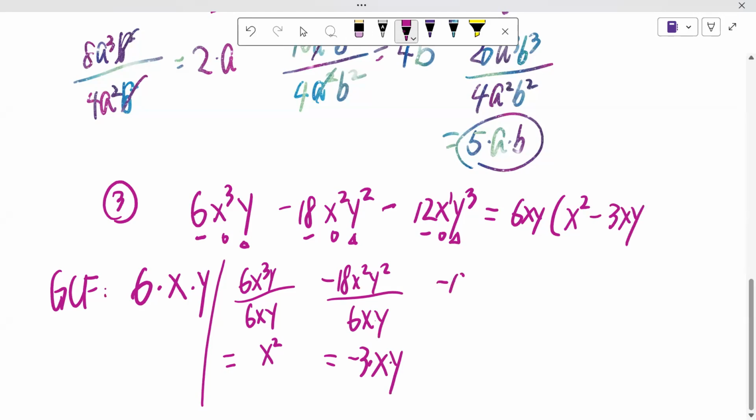Third term, minus 12xy cubed over 6xy. Negative 12 over 6 is negative 2. x cancelled. And then y cubed over y to the first is y squared. The third term is minus 2y squared. Any questions about this?